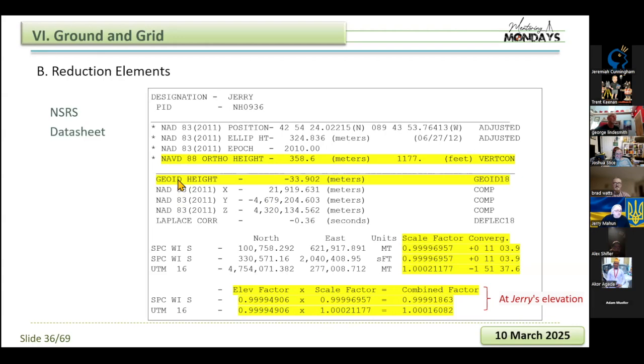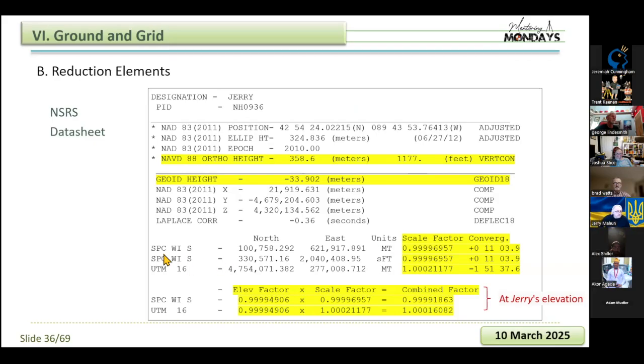Down here, it shows me my geoid height for that point. Where did it come from? Geoid 18. It's a geoid model that was used for that. Down below that, further down on the data sheet, you'll see the control in terms of rectangular coordinates.